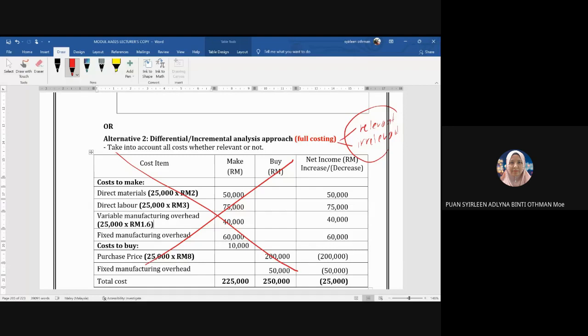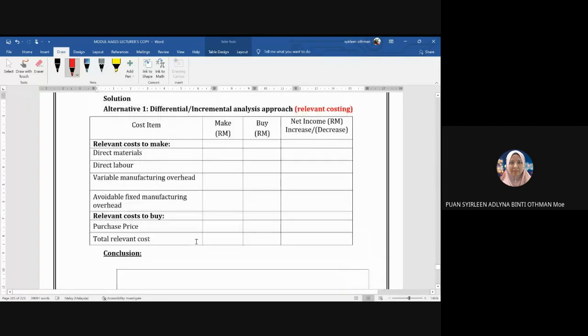Lepas tu you akan tanya, Madam, kalau dah tahu tak perlu, kenapa Madam masukkan juga? Because previously memang benda ni ada. Tapi bila kita buat untuk marking, it so happen untuk pengukuhan dan untuk pemahaman topik, full costing is not advisable for your answers. So I am going to teach and show you only alternative 1.